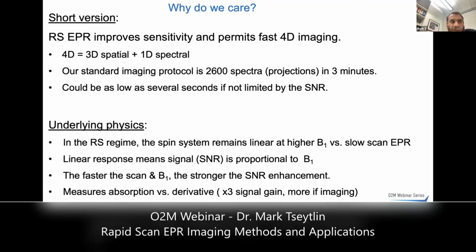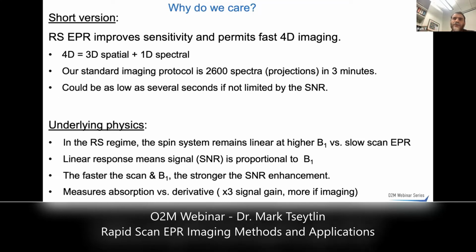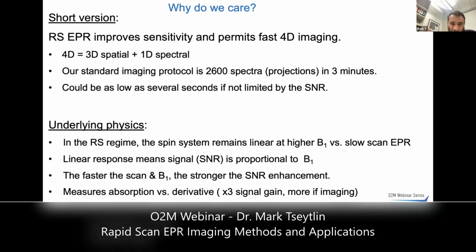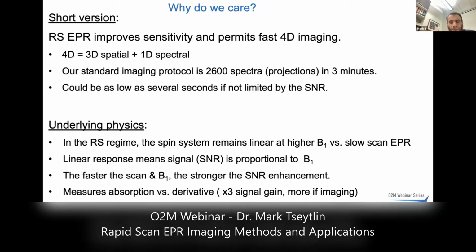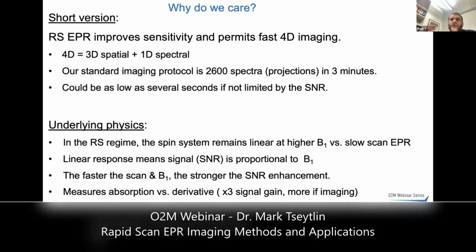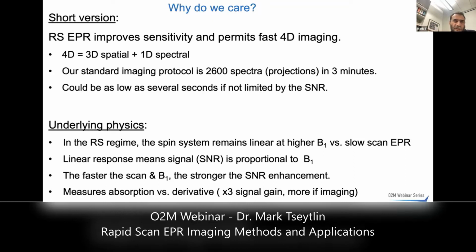And sensitivity. What's the underlying physics in terms of sensitivity? It's very straightforward: the linear regime. In the linear regime, as I mentioned, the higher the input, the higher the output. So if you increase your B1, you increase your signal. The only thing needed is that the spin system remains linear as you increase your excitation power, and that's what rapid scan does. The faster you go through a line, the more you can shift the threshold of the system being linear to higher and higher power.